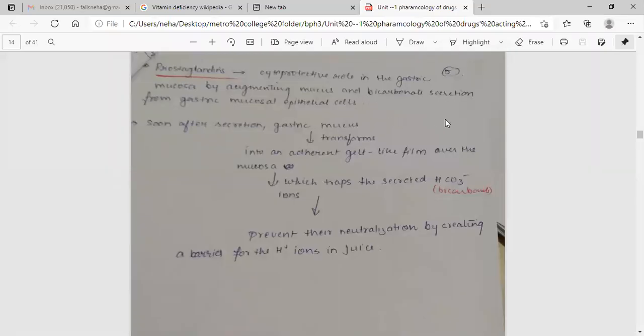Neha Ronald William, going to teach you about the peptic ulcer classification and mechanisms. We already studied in the last lecture about the classification. Today, I'm going to discuss the mechanism of action.